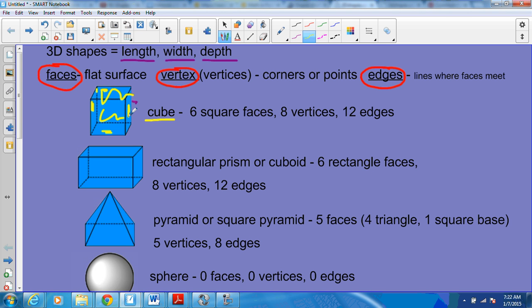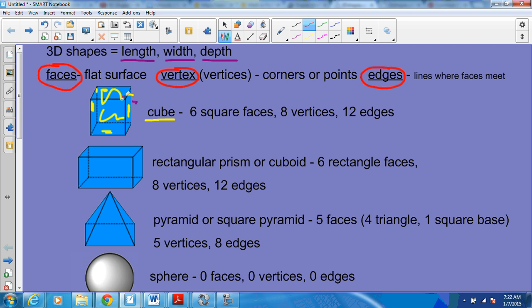It's easier when you have a real live cube in class that you can hold on to. I would say put your finger on the top and your thumb on the bottom and don't move it, and then count all the faces, and that'll help you. A cube has 8 vertices. A vertice or a vertex is a corner or a point.